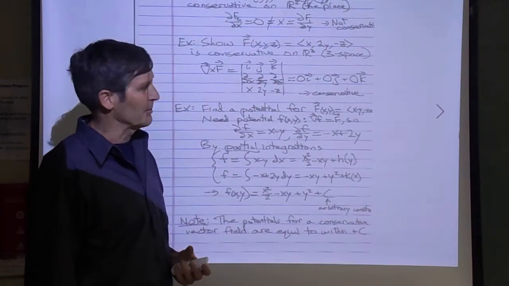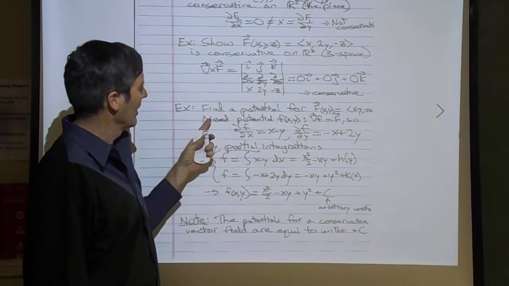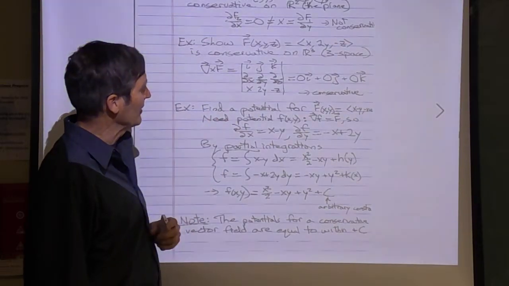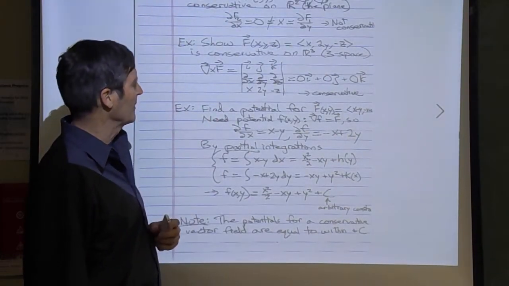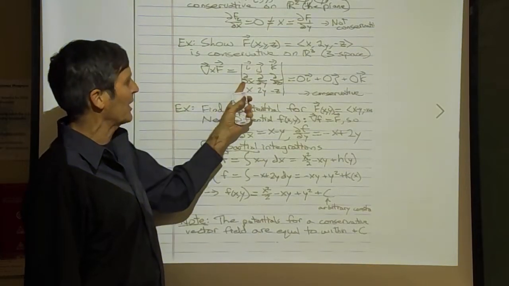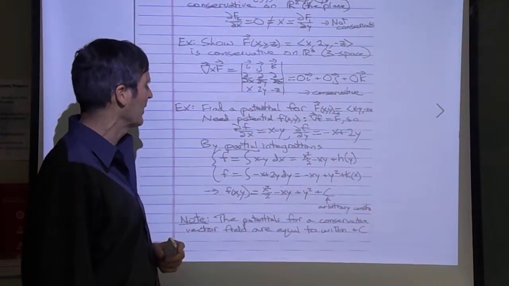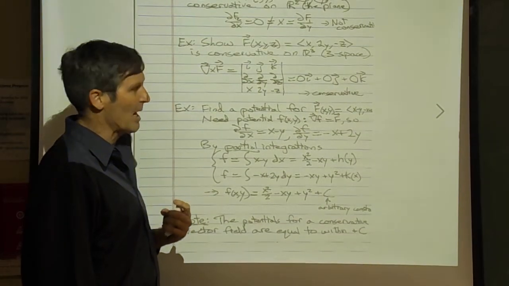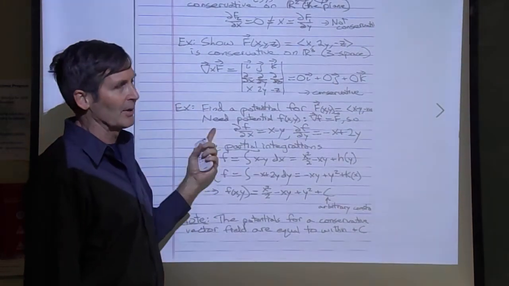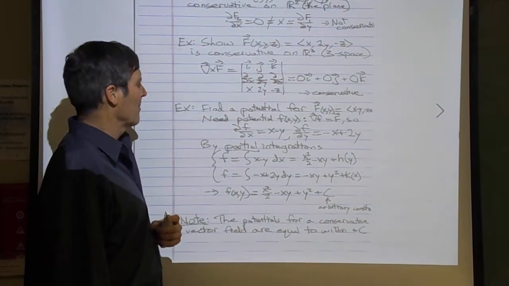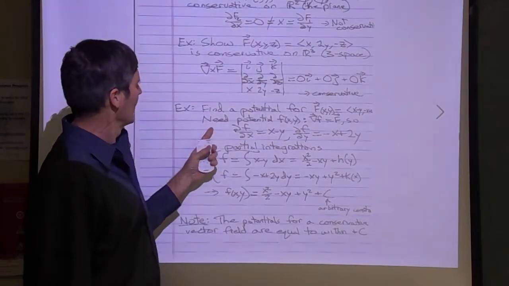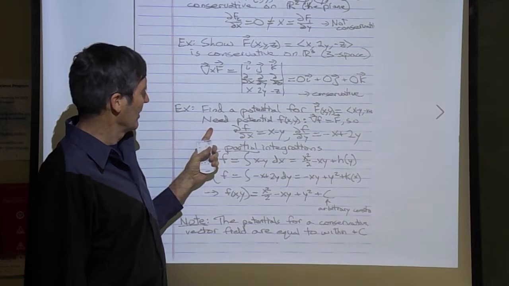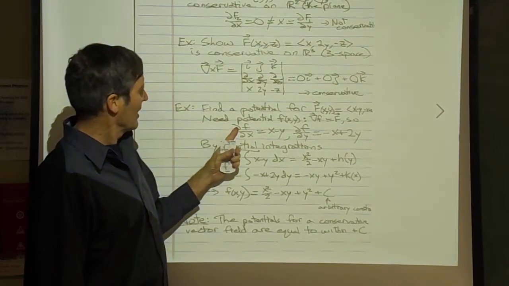A lot of the problems we'll see in the book relate to this kind of thing. Given a vector field that we were either told is conservative or we've checked with this test to show it's conservative, what is the potential for it? That theorem is going to allow us to evaluate the integral if it's conservative. So we need the potential to use the theorem.